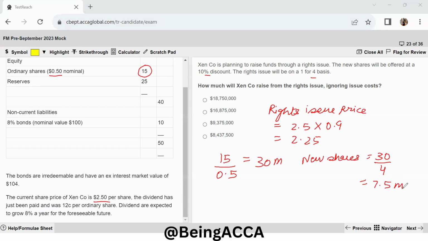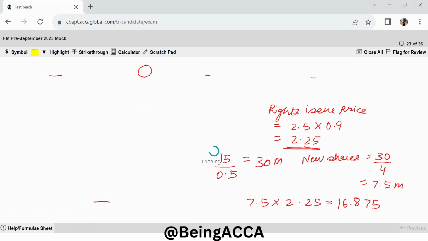Now, how much am I going to be raising? 2.25 is the price that I'm selling it at, and 7.5 is the number of shares. So 7.5 multiplied by 2.25, I will get my answer as 16.875, and this is in millions. So I get my answer as option 2, which is 16,875,000. So I will just move on to the next one now.